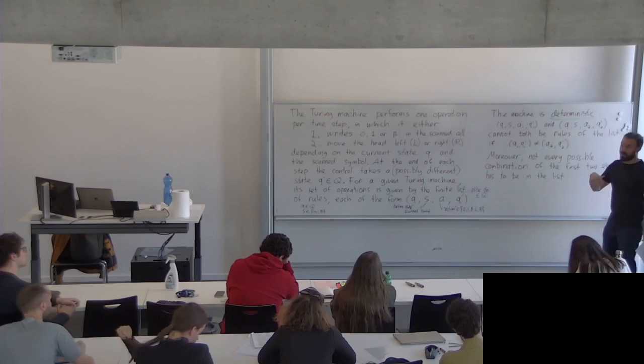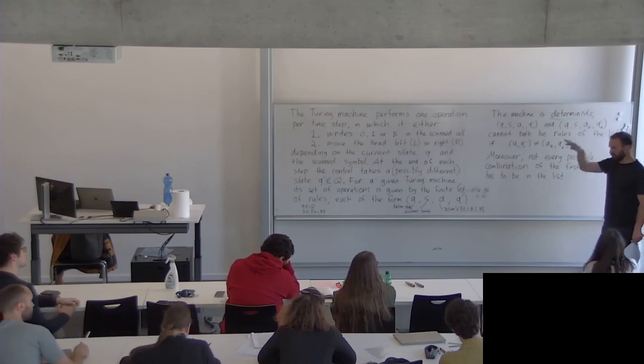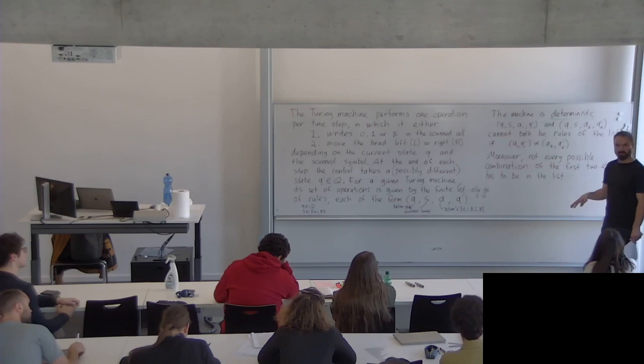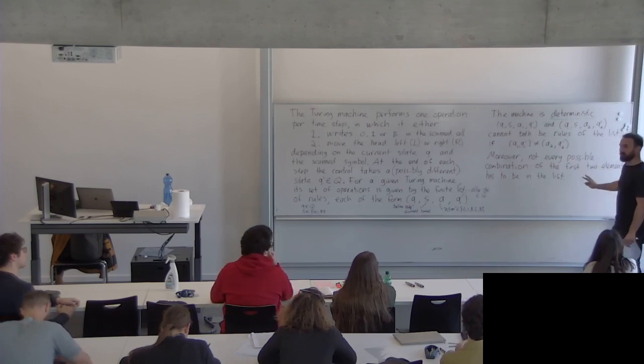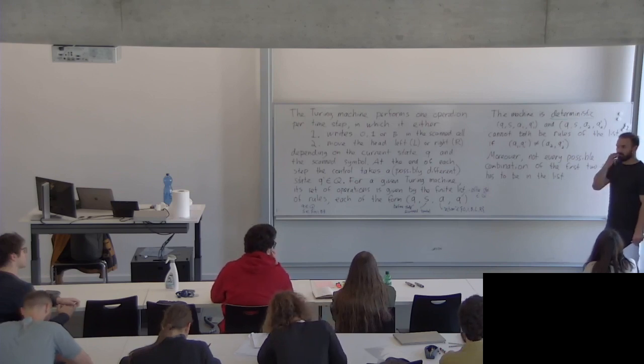You might reach a state Q and you're reading a symbol S, for which you look into your list and you go like, there's no rule. I don't know what to do. That's fine. What the machine does in that case, it halts. Because it has nothing to do. It says, all right, I'm done. Halt.